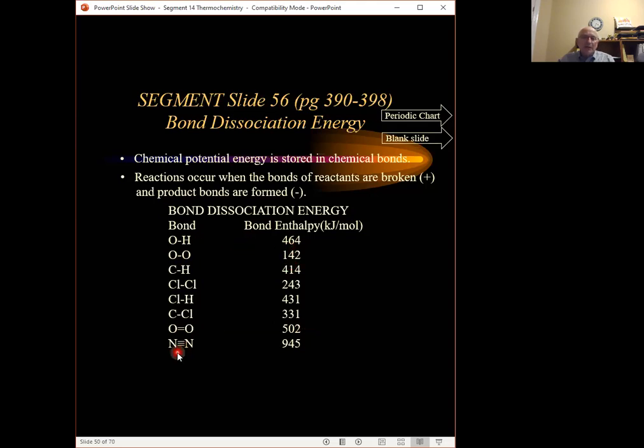And look at the bottom one on the list, which is nitrogen. Nitrogen in air has a triple bond in it, and it takes 945 kilojoules per mole to break the bond between the nitrogen atoms in air. It's one of the strongest chemical bonds known.